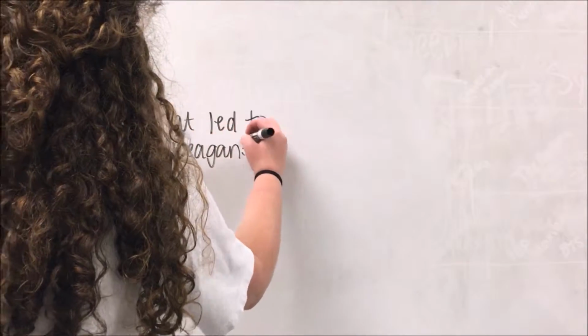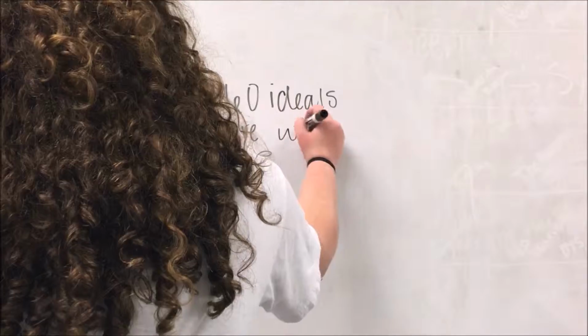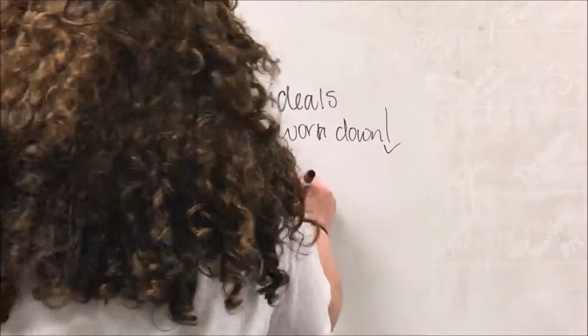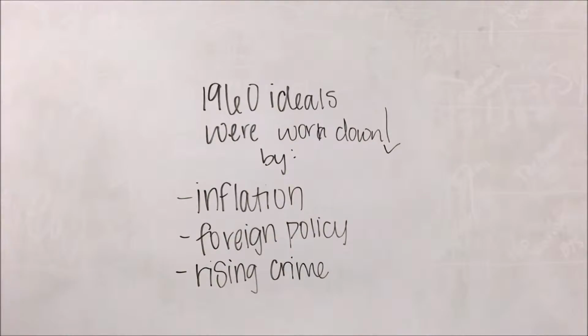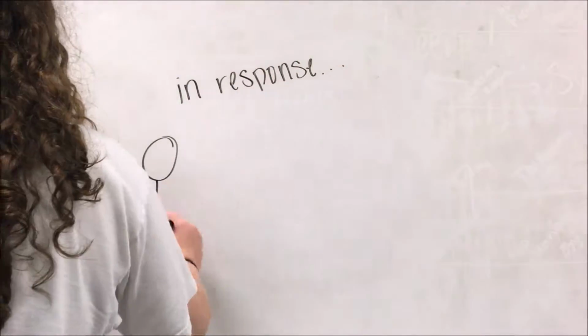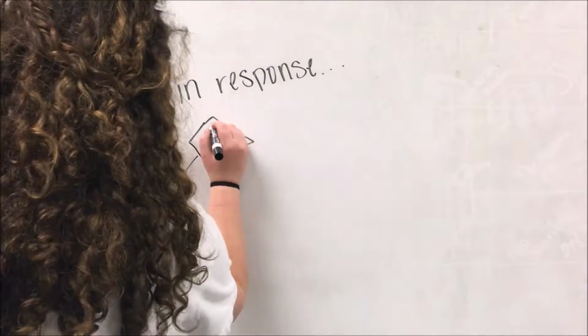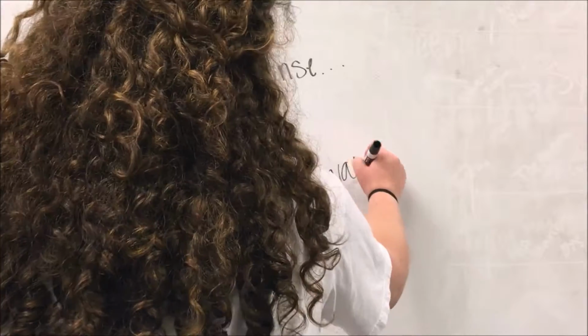Many idealistic dreams from the 1960s were soon worn down by inflation, foreign policy turmoil, and rising crime. After this, many Americans embraced a new conservatism in social, economic, and political life during the 1980s, and this was characterized by the policies of President Ronald Reagan. The populist conservative movement was actually known as the New Right.